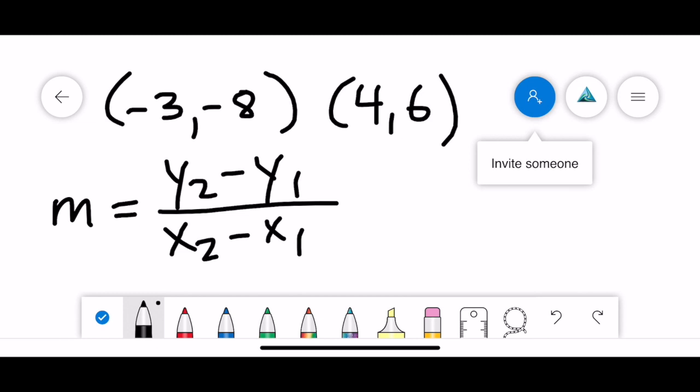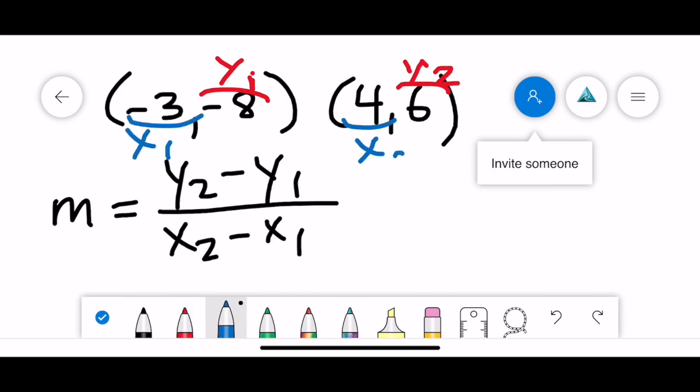So where to find these values, y2 and y1, x2 and x1? So -8 here is the y-coordinate of the first point, so that's y1. And this 6 here is the y2, that's the y-coordinate of the second point, -3 is x1, and 4 is x2. So now I'll be plugging these values into our slope formula.